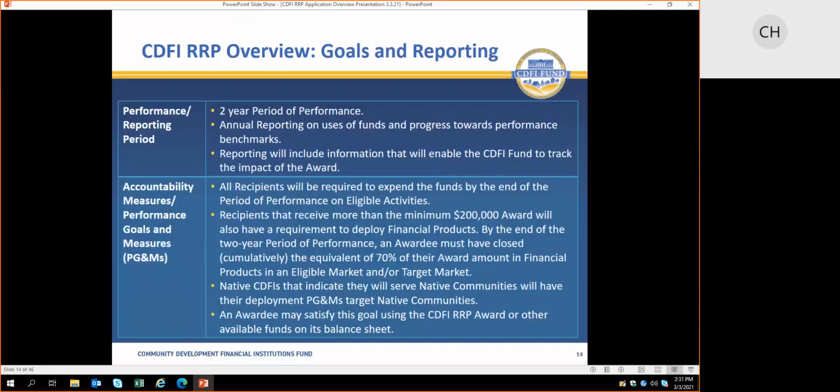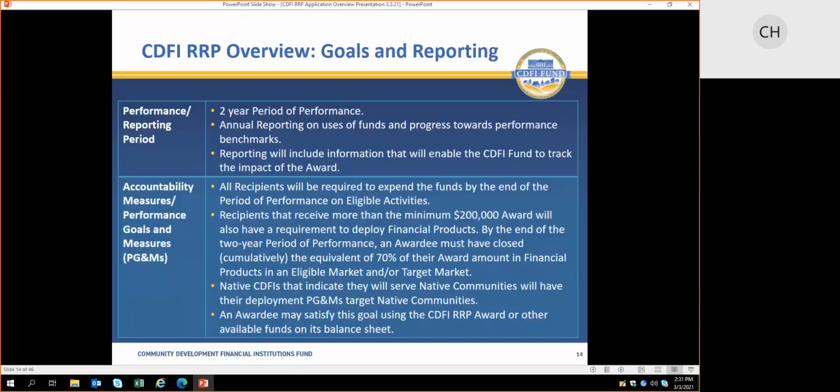For those organizations that receive an award larger than the minimum request, there will be an additional PG&M that requires you to deploy financial products in an eligible market or target market in an amount equivalent to 50% of your total RRP award within the first year of the period of performance, and deploy or close financial products in an eligible market and or approved target market in an amount that's equivalent to 70% of your total RRP award by the end of the period of performance.